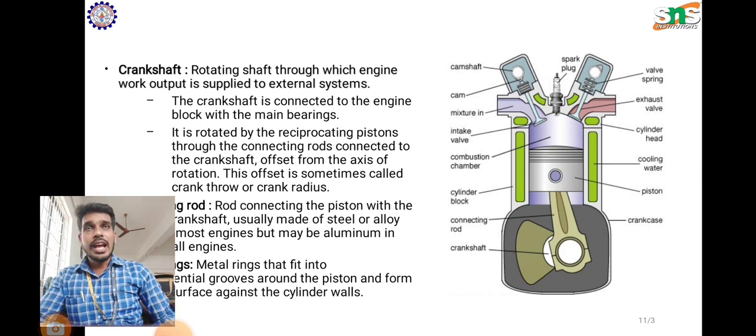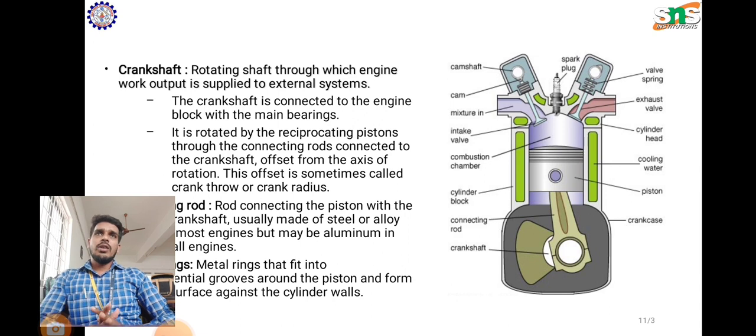Okay, next, crankshaft. Crankshaft is a rotating shaft that supplies the external system with engine work output. The crankshaft is connected to the engine block within the main bearing, through a connecting rod attached to the crankshaft and spaced apart from the axis of rotation. The reciprocating piston rotates it. This offset is also referred to as crank radius or crank throw.